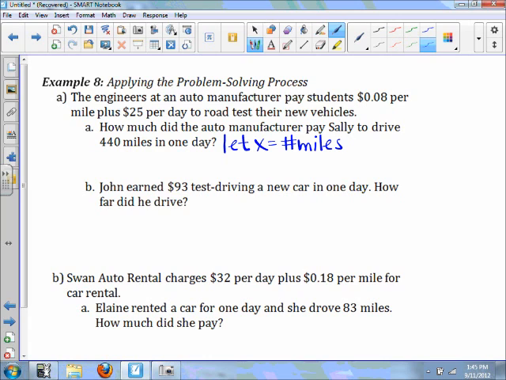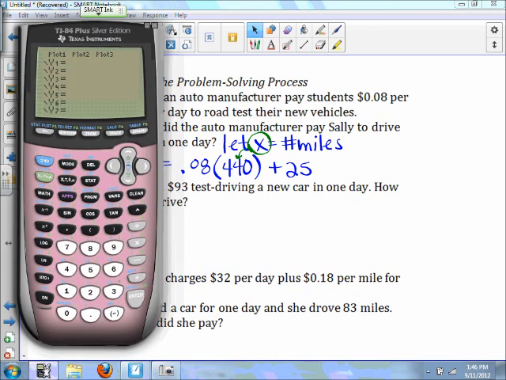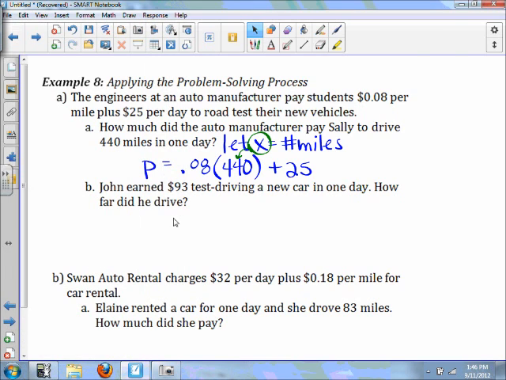So really what we're going to have here, P will equal 0.08 times 440 plus the $25. So the 440 here, this is where the x are going to go if we're just going to create an equation. Now, all we do, we throw it into our calculator. 0.08 times 440 plus $25. So Sally made $60.20.